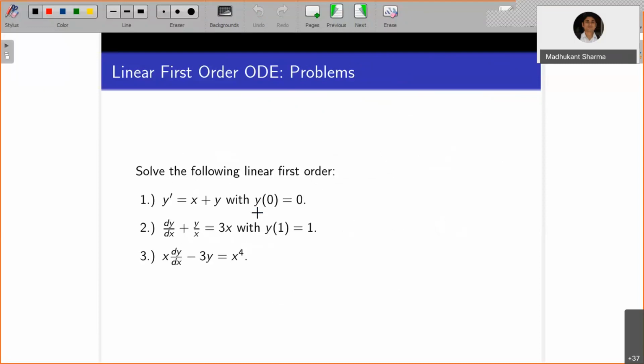Now let's take one of the problems from here. Whatever we have discussed was for the equation linear in y, that is y and its derivative. Similarly, you can get the result for the equation when it is linear in x, meaning if you have the standard form dx by dy plus p of y times x equals q of y.